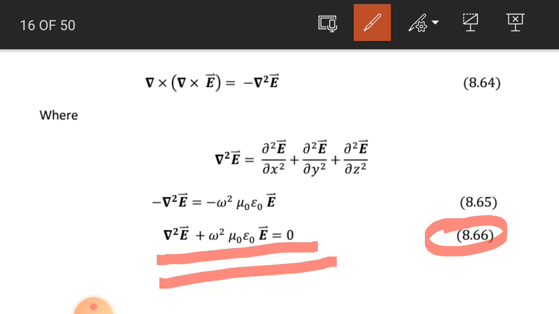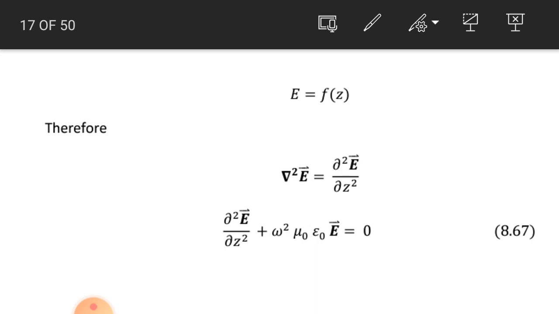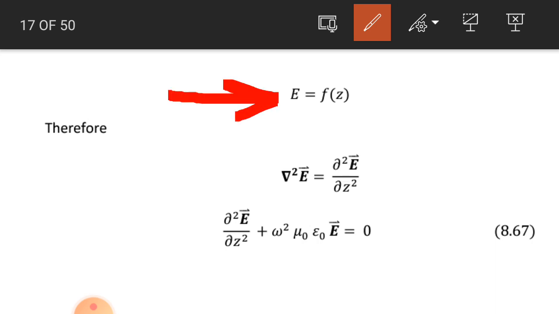This equation is the second order homogeneous differential equation. We know that the electric field intensity is moving along the z axis. So if there is any change in the electric field intensity, the change will be due to the z-axis. Why? Because the wave is moving along the z-axis. So the electric field intensity is a function of z.